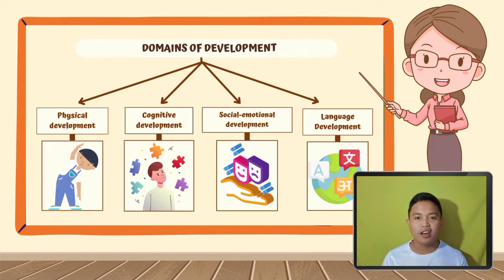And today, I am going to discuss to you the domains of development. Human development has 4 major domains: the physical development, the cognitive development, the social emotional development, and the language development. Each domain, while unique on its own, has much overlap with each other. It is better to understand this concept because these domains can be traced back to human development.